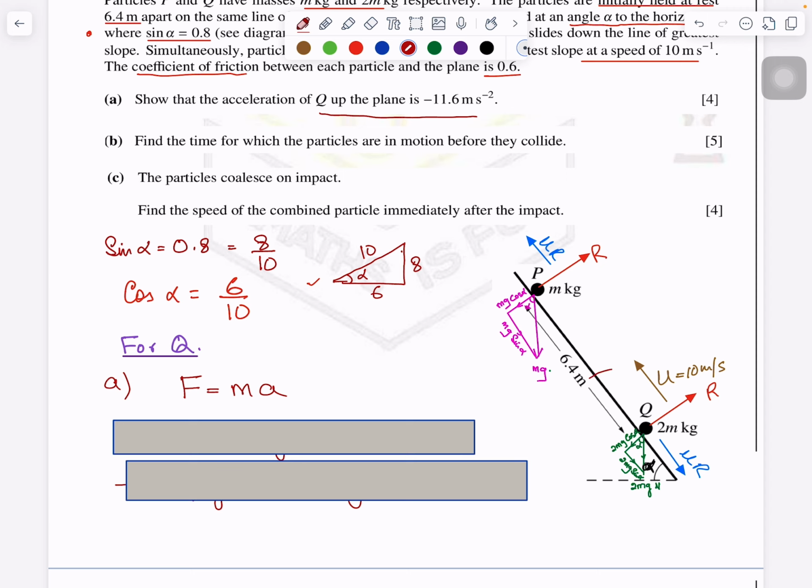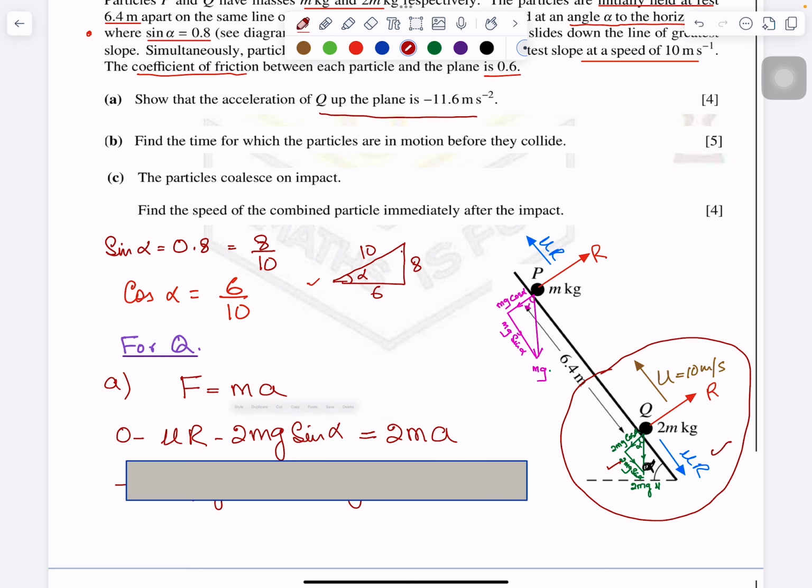According to Newton's second law, F equals ma, and F is representing the resultant force. So let's keep the focus here on Q. Upward there is no force, it's 0. Downward it is mu R and it is the weight 2mg sin alpha, right? So upward force minus downward force we are doing here. I'm calling this up and I'm calling this down, right? Upward minus downward along the ramp I'm talking about. So 0 minus mu R minus 2mg sin alpha.